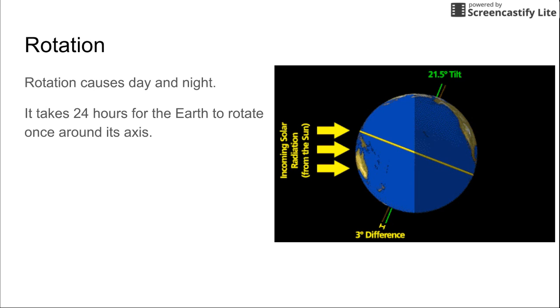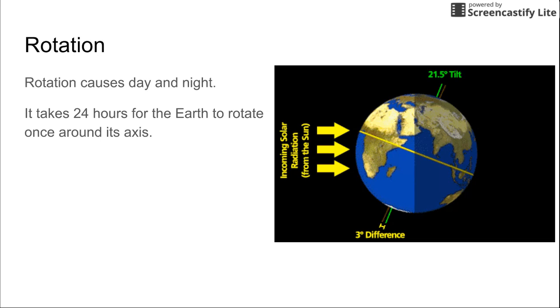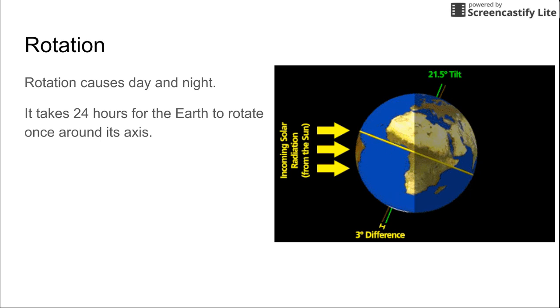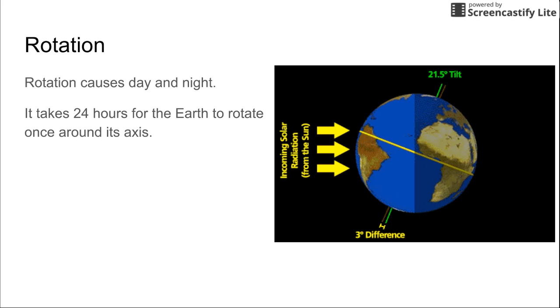Rotation is the reason that we have day and night. It takes 24 hours for the Earth to rotate once around its axis. So, one full rotation of the Earth takes 1 day or 24 hours.